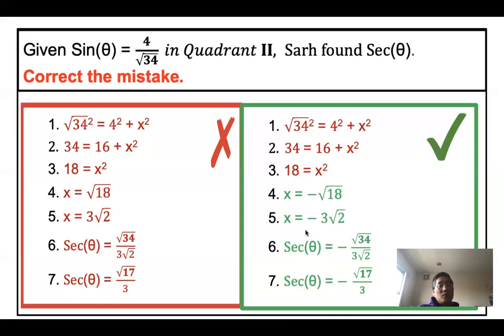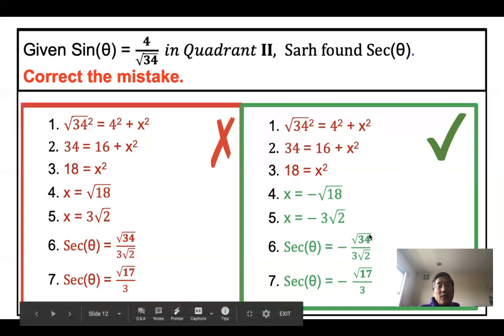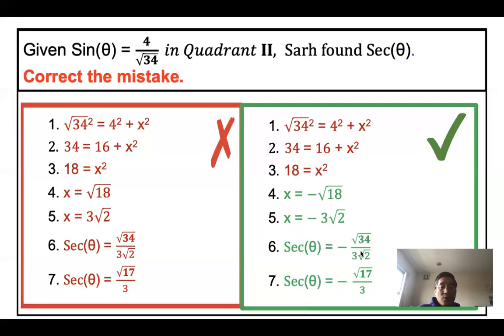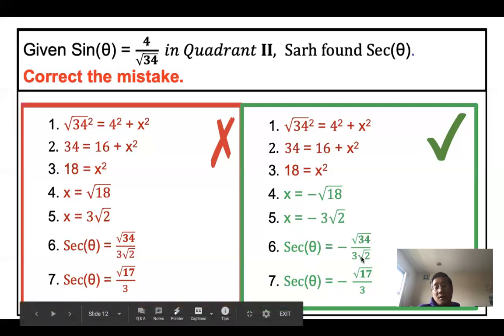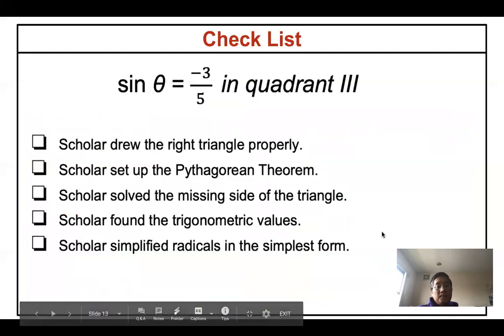And then before you do the secant, you'd better write down somewhere the cosine first. Cosine is adjacent, this, over square root of 34. But secant is flip it. So square root of 34 goes up, 3 square root of 2 goes down. Then simplify as we did. And you are done. So everybody, you understand? Good.